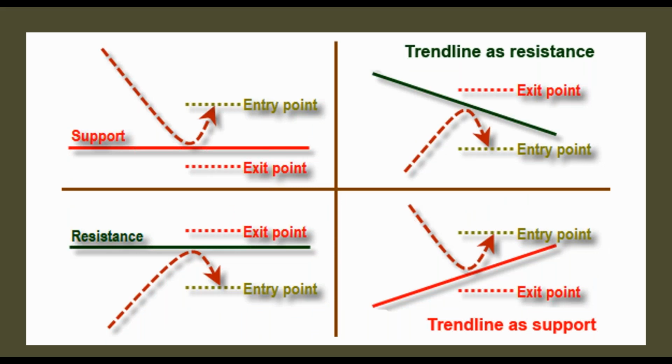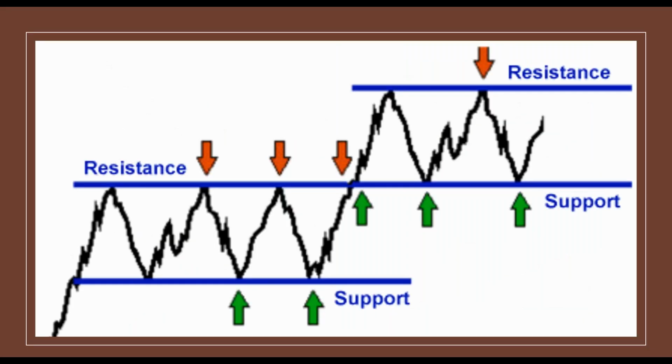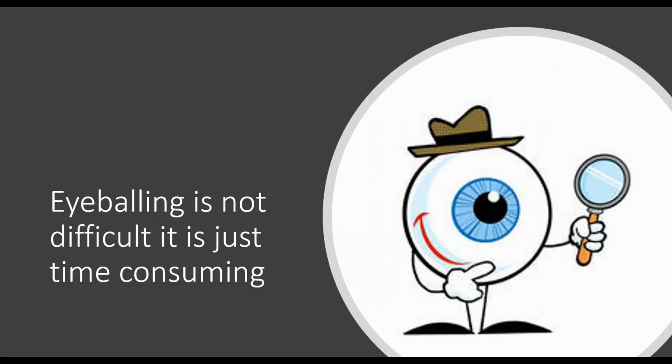Because a lot of people can simply trade from support and resistance. When price bounces off of support or bounces off of resistance, you can trade it in the opposite direction. But eyeballing is not difficult. It's just time consuming, especially when it's new.